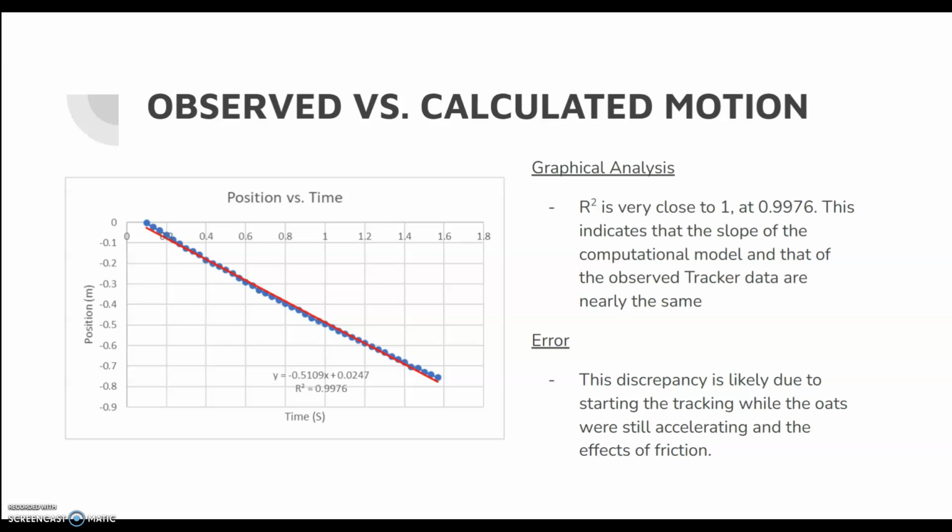And there are some errors in this, so I'm going to address that now by just saying it's likely due to taking the video at the wrong time and the effects of friction, which are negligible.